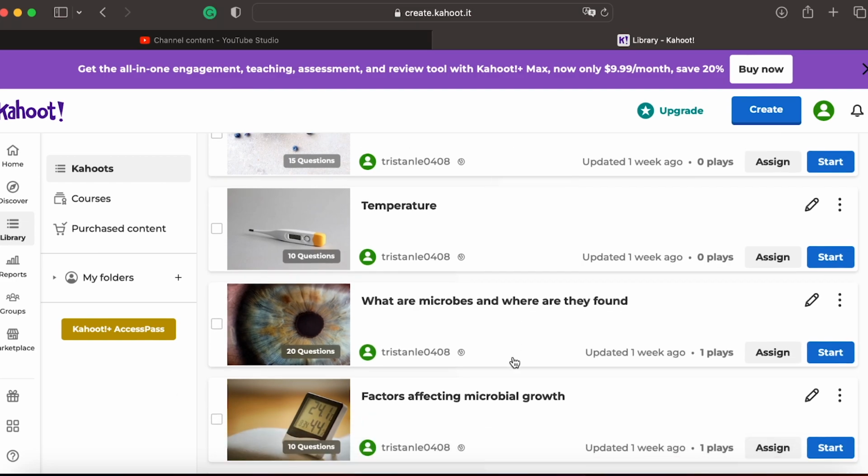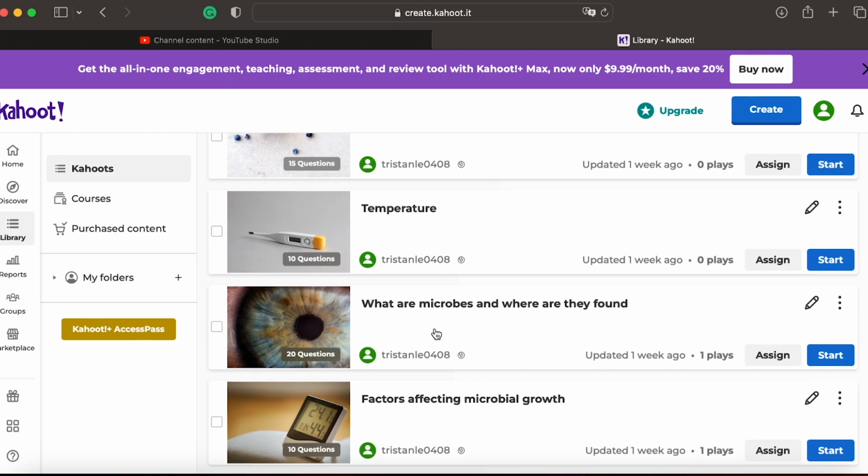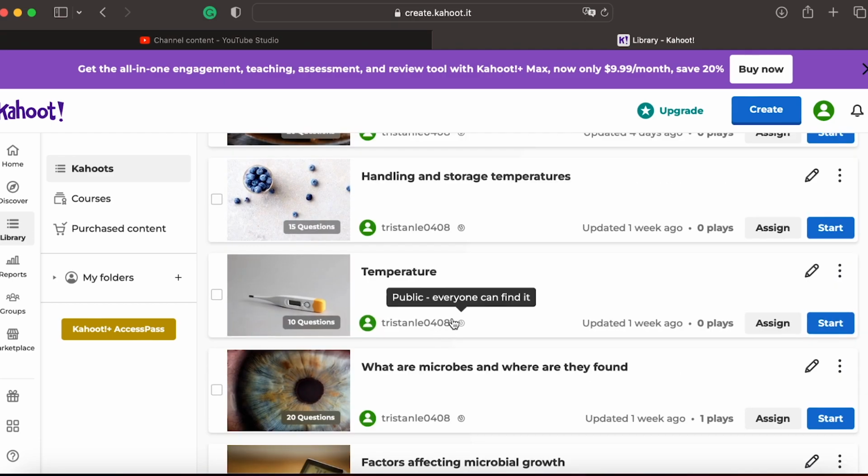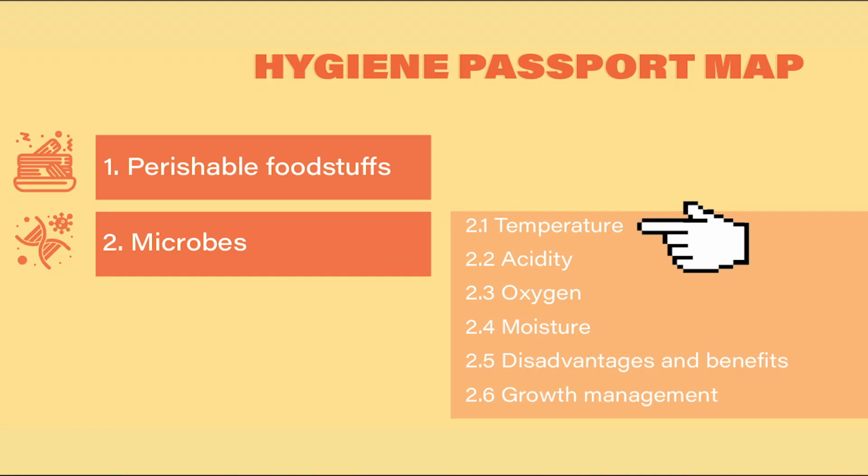Hello everyone. So we have been studying microbes and the basics of microbes. For example, factors affecting the growth of microbes, and also the definition and where they are found. And today we're going to study temperature and handling and storage temperatures for food services.